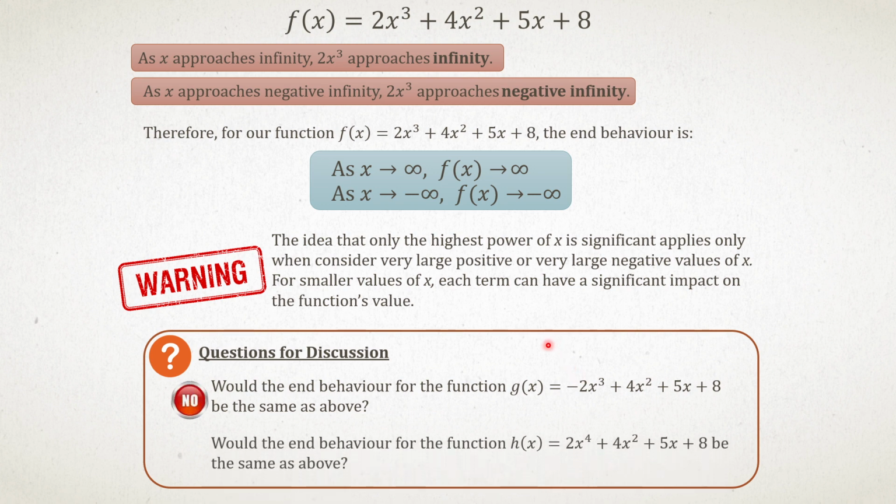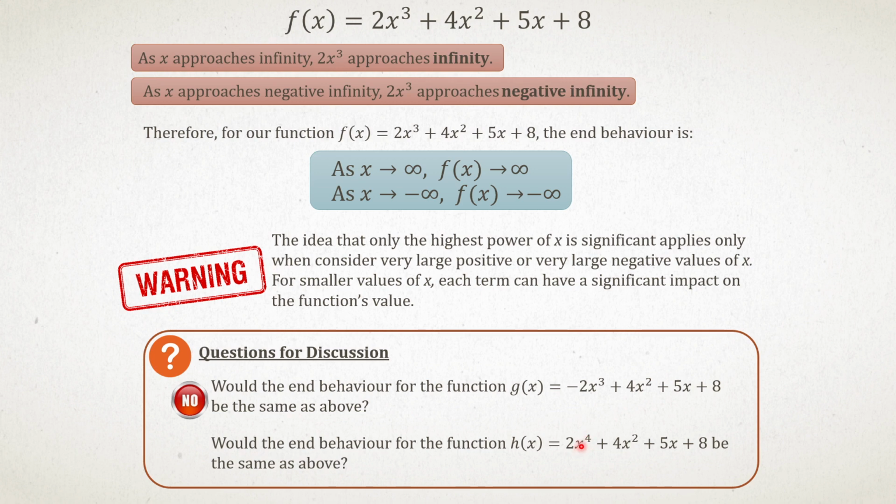Would the end behavior for the function h(x) = 2x^4 plus all that other stuff be the same as our function here? Well, actually, no, it wouldn't, because now we have x to the 4. And you can imagine subbing in bigger and bigger values for x. Whether those values are getting more and more positive or more negative, when you put them to the power of 4, the result you get is going to be positive.